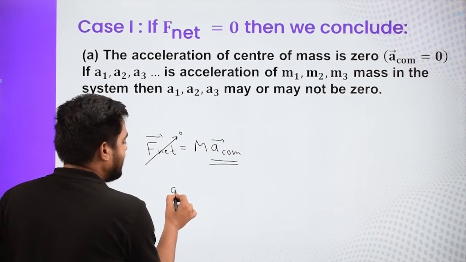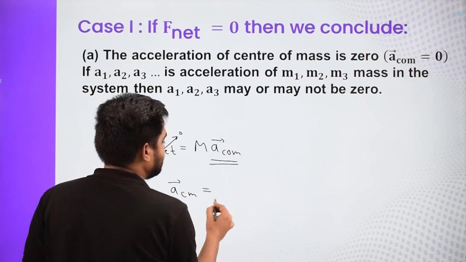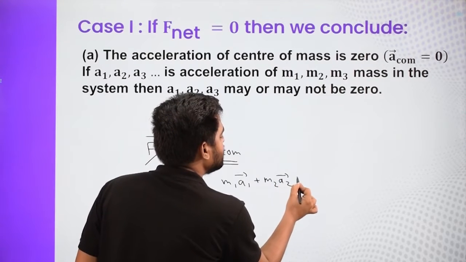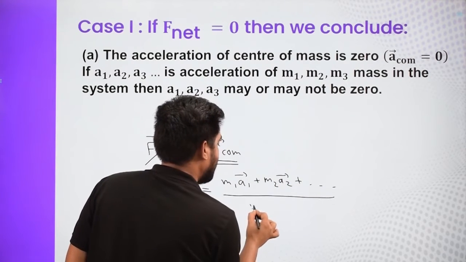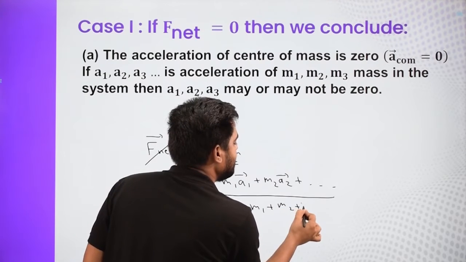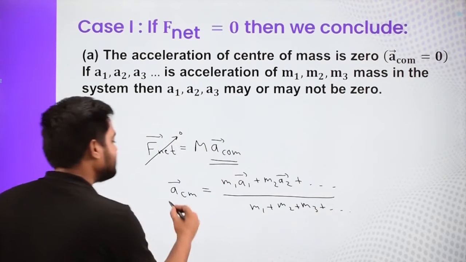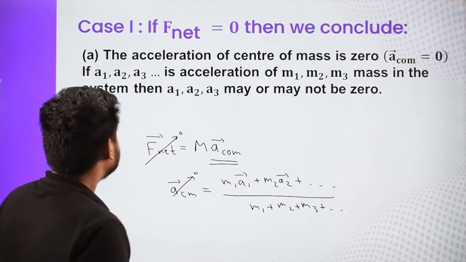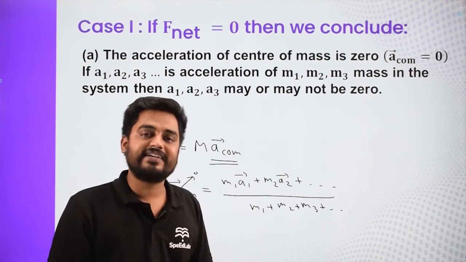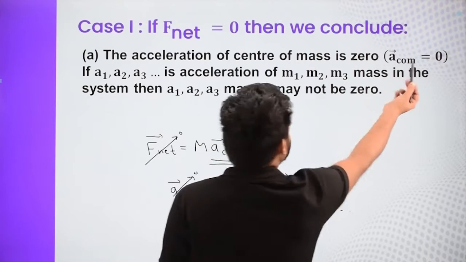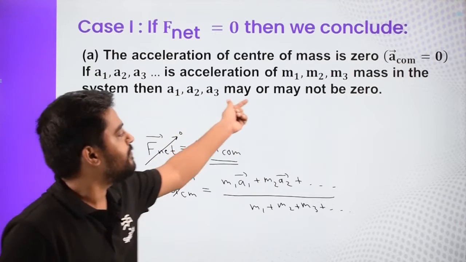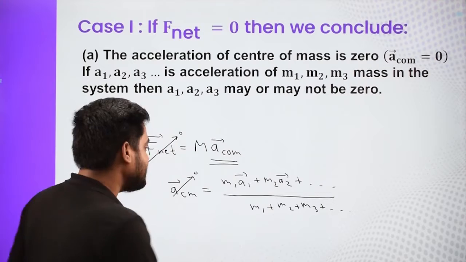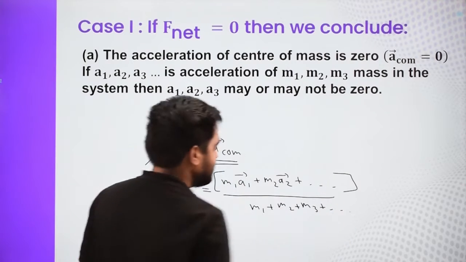What is ACM? The acceleration of center of mass is nothing but M1A1 plus M2A2 and so on, divided by M1 plus M2 plus M3 and so on. So if this thing is 0, it is not compulsory that individual accelerations are 0. So even though the entire system is having its acceleration as 0, individual accelerations may or may not be 0. They might be 0 and they might be non-zero. It's just that this entire quantity has to be 0.